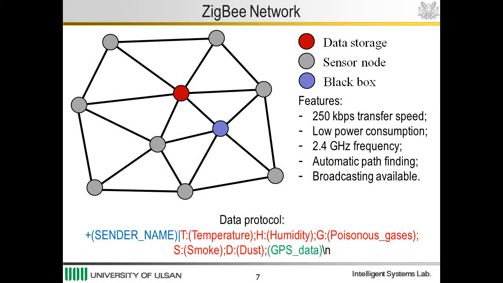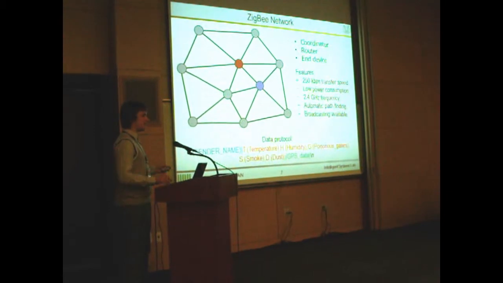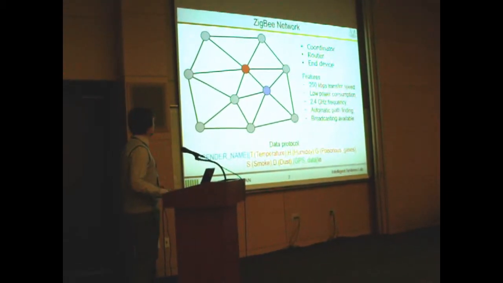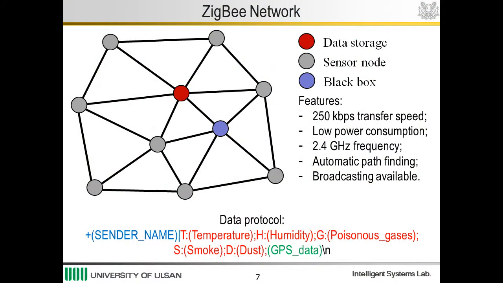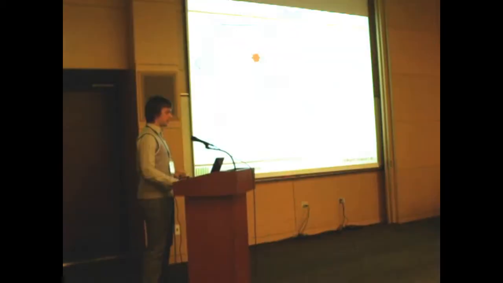Actually, the speed of a ZigBee network is 250 kilobits per second, but I'm using the RS-232 protocol in my hardware, so the real speed is 9.6 kilobits per second. And ZigBee networks give us features such as automatic pathfinding and broadcasting. We're using a simple data protocol where we send the sensor node name, which consists of 4 bytes, environmental data, and GPS data. GPS data is sent in NMEA format, GPRMC sentence.